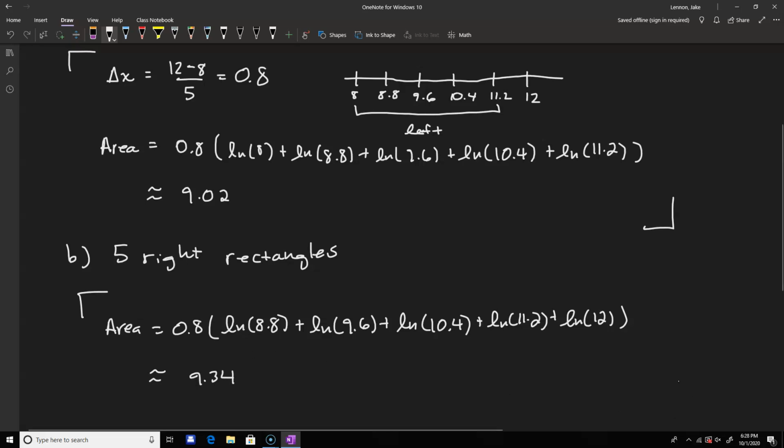So that means the left rectangles were an underestimate of the true value of the area, and the right rectangles were an overestimate. The true number is going to be somewhere in between.